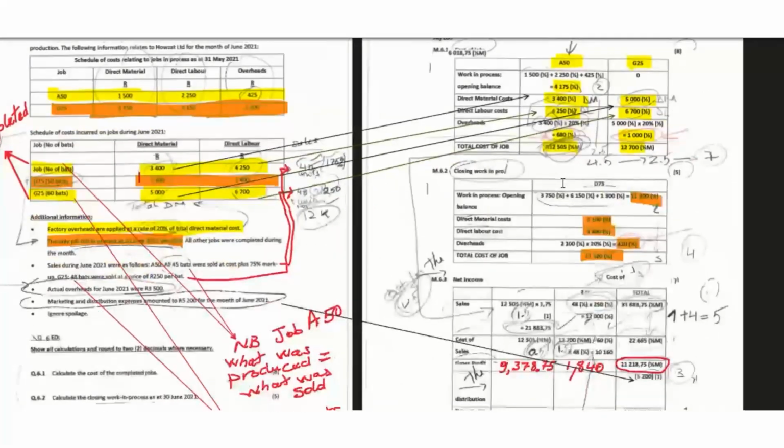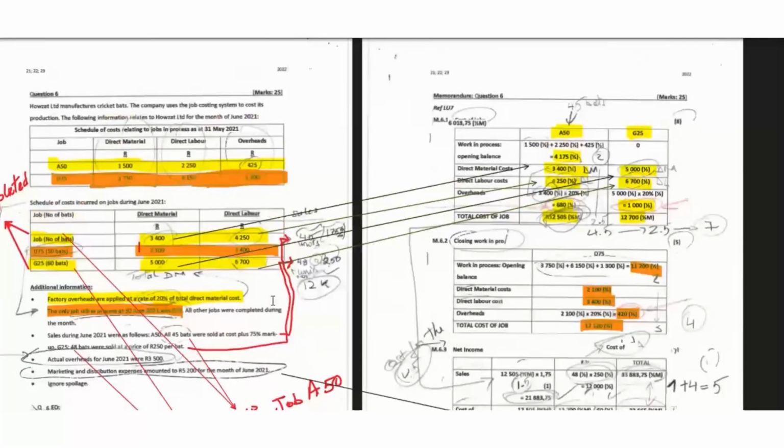The overhead, it was told, look at bullet number 1 of the additional information, that factory overhead is applied at a rate of 20% of the total direct material cost. What is the total direct material cost for A50? For job A50 it is 3,400. We just wrote it now. So we will take 20% of it, which will be the overhead, and that amount is 680, right? So that will provide us the total cost for job A50.